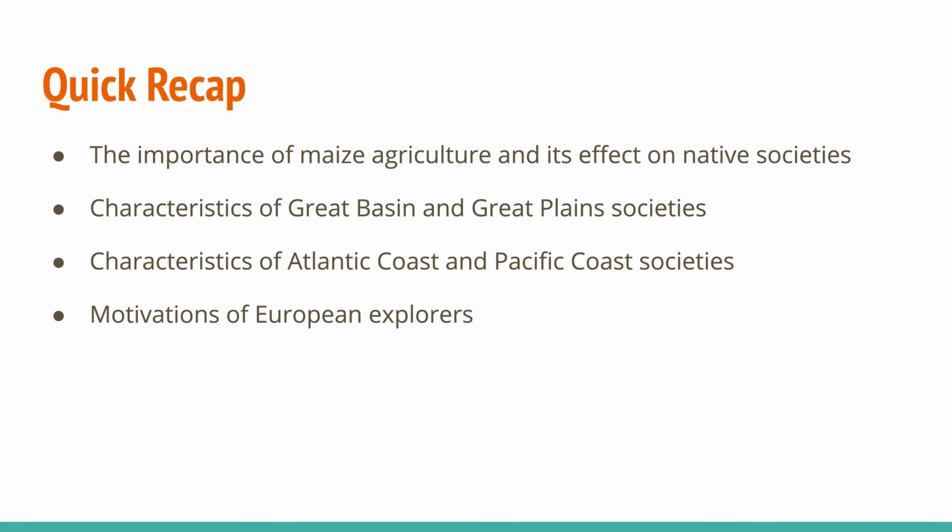The importance of maize agriculture and its effect on native societies is going to be really important. It's what lets the native societies grow their population before the Europeans arrive. You got to know characteristics of all the native groups across all the climate and geographic regions of the modern day United States. So the Great Basin, the Great Plains, the Atlantic Coast, and the Pacific Coast. Know the difference, know at least one example of each group.